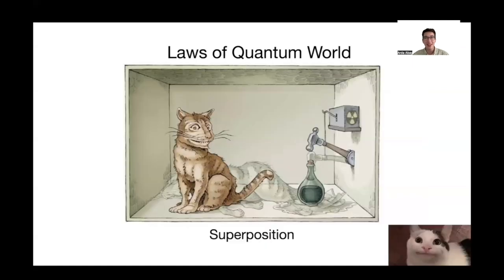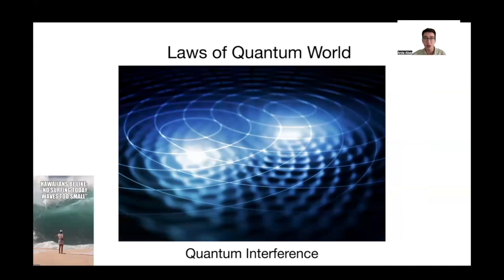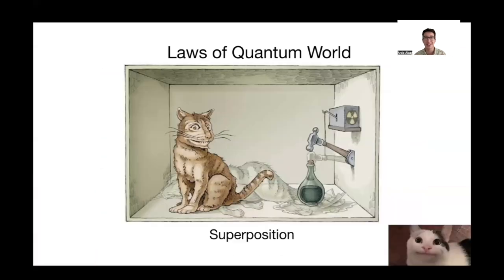I think it'll be better for us to look at some sneak peeks about quantum computing. There are three quite important laws about quantum computing. The first one is superposition, then there is quantum entanglement, and there is quantum interference. So let's start from the beginning. What is superposition telling us?